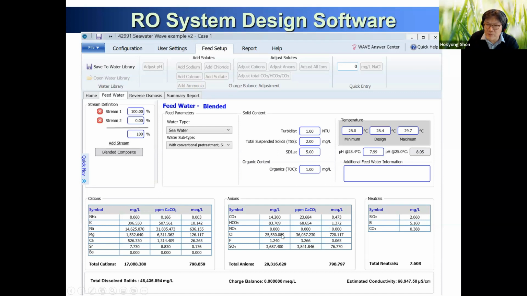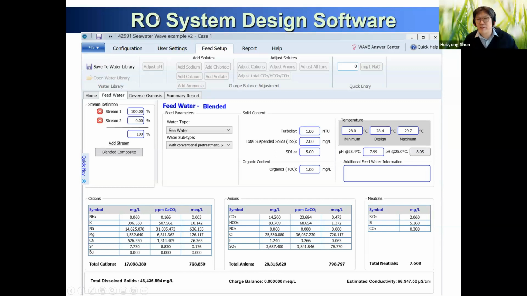So you put in all the information as much as you can in your table of scenario for seawater, and then you may not have a balance of your cationic and anionic. So you can adjust cationic, adjust anionic, adjust all ions, because plus and minus have to be well balanced. Otherwise, in your water quality, something is missing. In this case, this adjustment solid, you can click it, and then you will change the value a little bit.